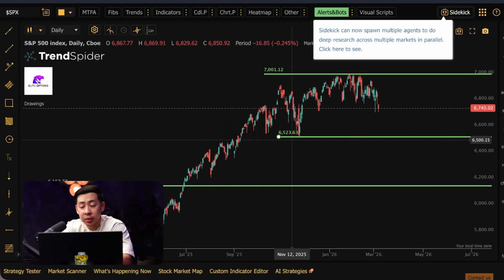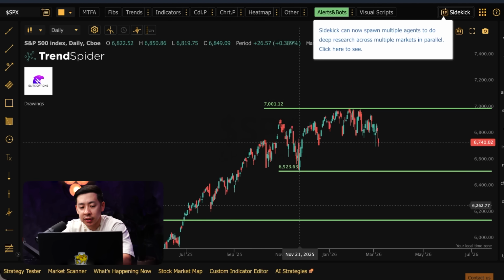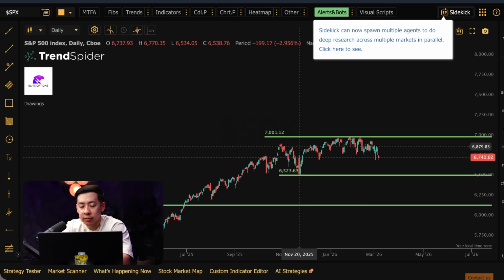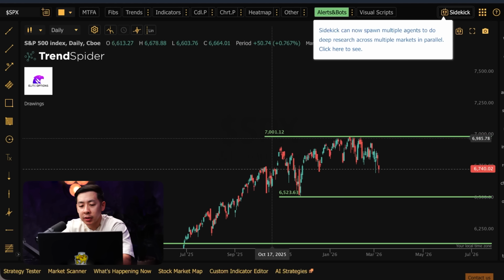If this level fails, you could see a retest back at 6,100. This range here, 7,000 to 6,500, is somewhat similar, just on a smaller scale, to when we dropped from 6,100 to 4,800. This is a smaller version of that. We haven't had any huge macro news to cause a bigger sell-off. We're just in a range, but you at least know how to draw the range now.